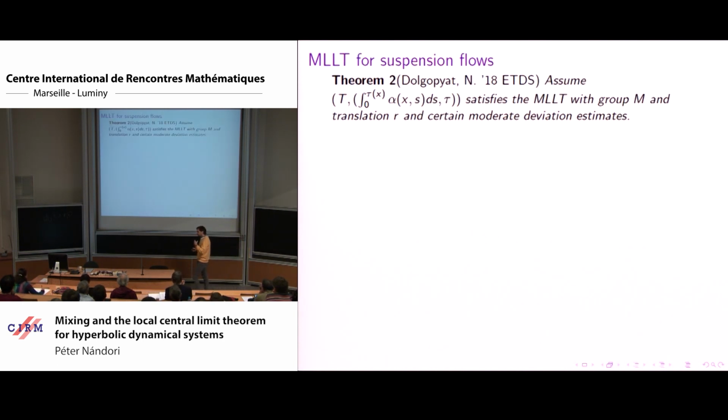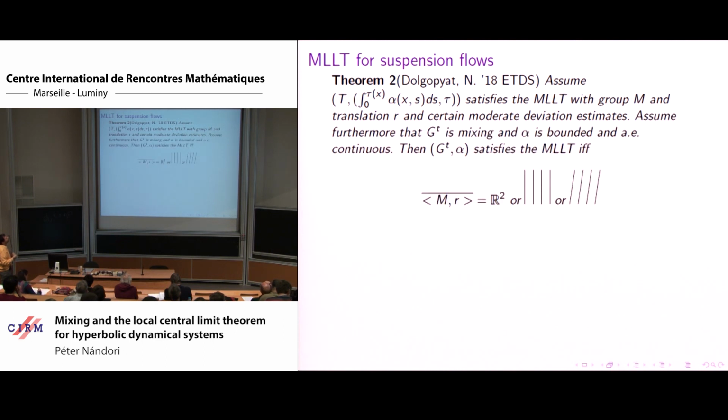And here's the next theorem, which is very much similar to theorem 1, except that, as I said, it is one dimension higher. The theorem says the following: assume a two-dimensional observable satisfies the MLLT, where the first coordinate is, you had this observable on the phase space of the flow, so you project it down to the base, so you just integrate along fibers, and you get an observable on the base. That's the first coordinate, and the second coordinate is tau. Okay. Assume this satisfies the MLLT with the group M and the translation R. Assume also these kind of moderate deviation estimates, which I never formulate precisely, but it's not very painful.